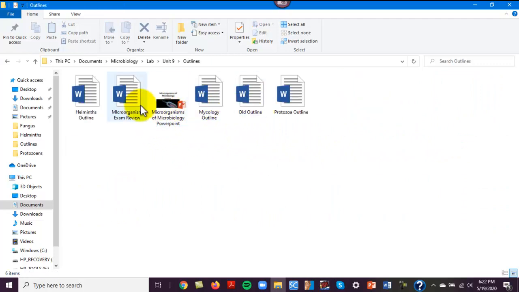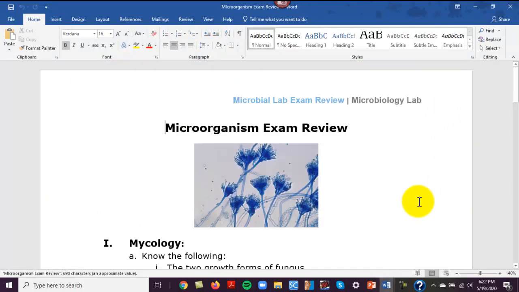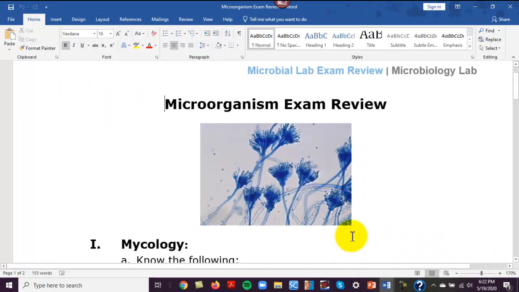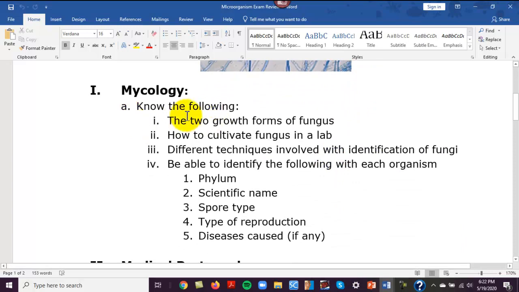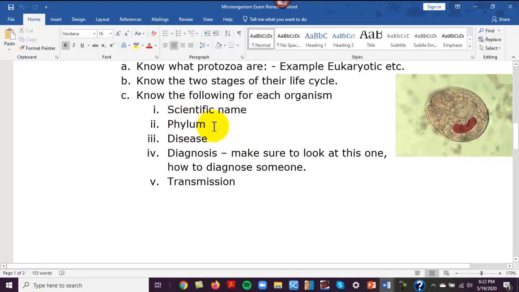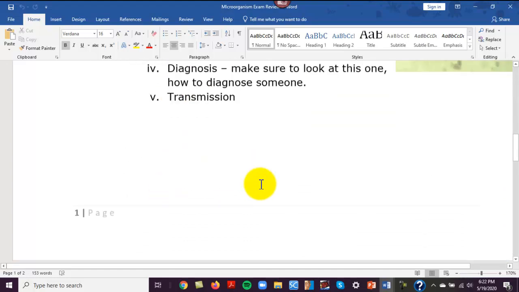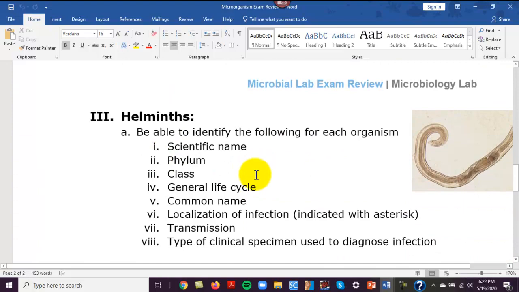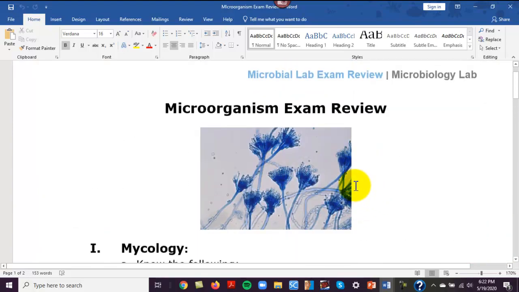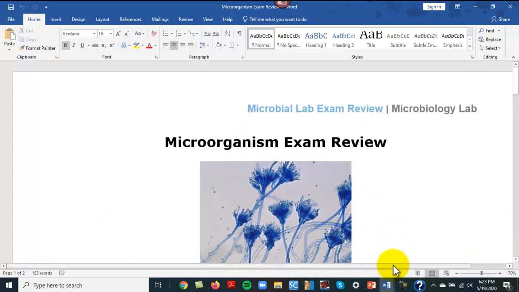Anyway, under the study materials, there is a review for this. So here is the mycology, medical protozoology, protozoa. You see scientific name, phylum, disease, diagnosis, transmission, and then here's the Helminth. So I don't know, it's a good way to keep you organized. But definitely study for this exam.